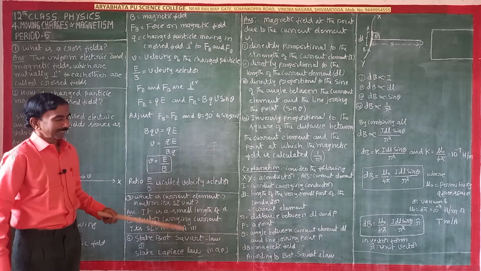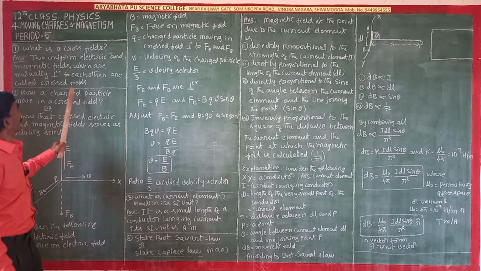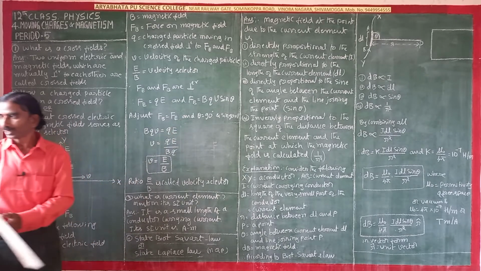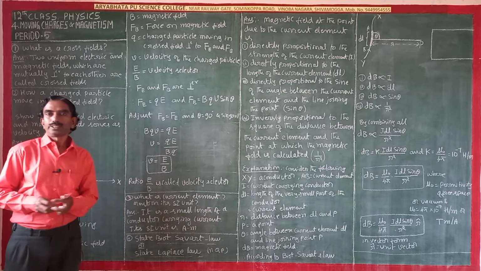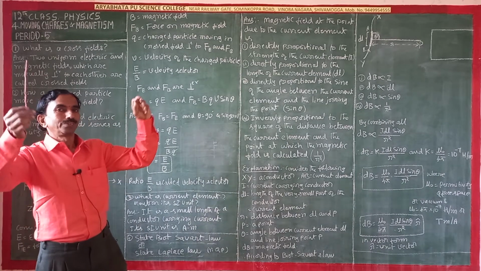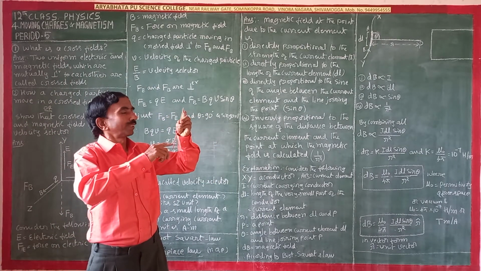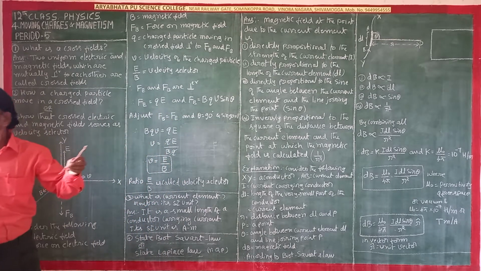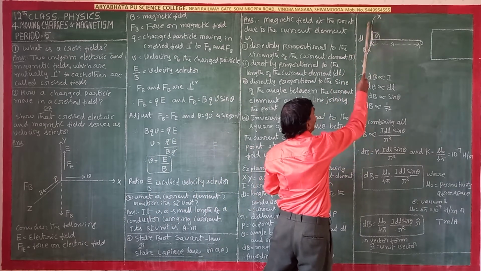Next, the current element. Up to this point we have studied the current. Now we are going to study the current loop, and before that we are going to study the current element. What is a current element? You see, this is a wire. XY is the length of the wire.